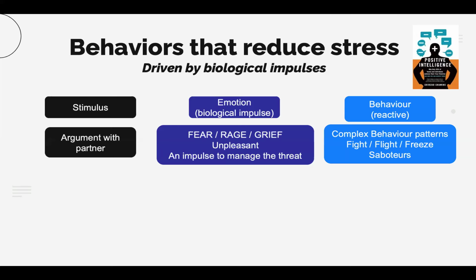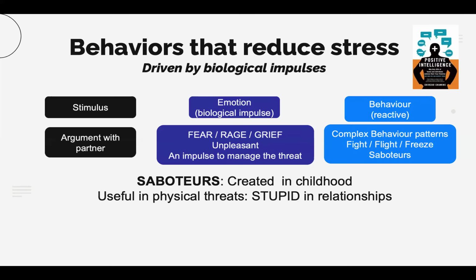And the book I've got up there, Shazad Jameen, he calls them saboteurs, these behaviors we have. We create them already in childhood, still habits we have on how we deal when we're stressed. Very useful when you're running away from a dog. Not very useful when you're having a discussion with your partner. So if you're running away from a dog or fighting the dog, that's great, but you don't want to be running away from your partner or beating up your partner.